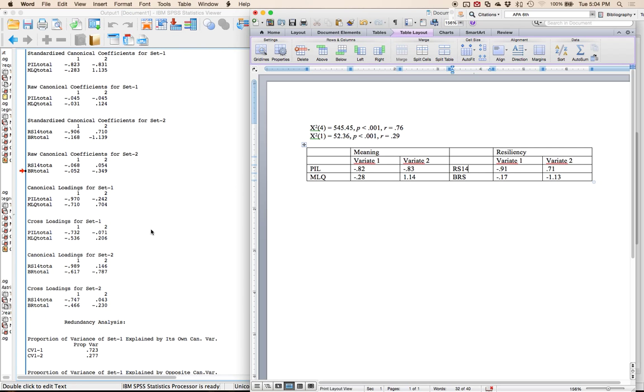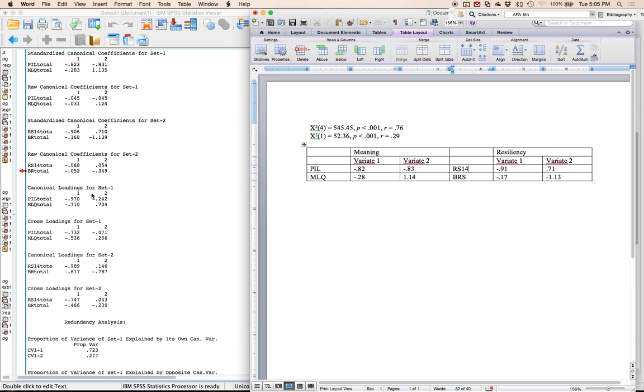All right. The next thing you're going to get in this output is the canonical loadings. So we're here, and I kind of broke them up. So you get canonical loadings, and then there's cross loadings. Let's just talk about what are the canonical loadings. Okay, that is the relationship between that scale and its variate, ignoring that the other one's there.